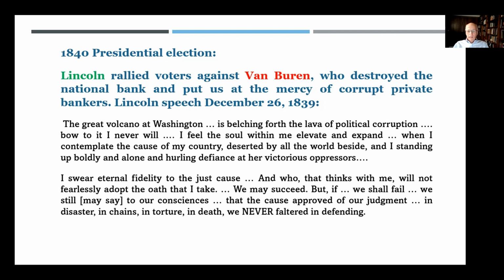He says, we might succeed, but if we fail, we can still say to our consciousness that what we wanted to accomplish, even if we're tortured and murdered, we never faltered in defending. So this is a kind of a wake-up call to people who whine about how the powerful men will never let us do anything and you can't beat them. Lincoln didn't agree with you if you have that point of view. I think he was right. Next slide.